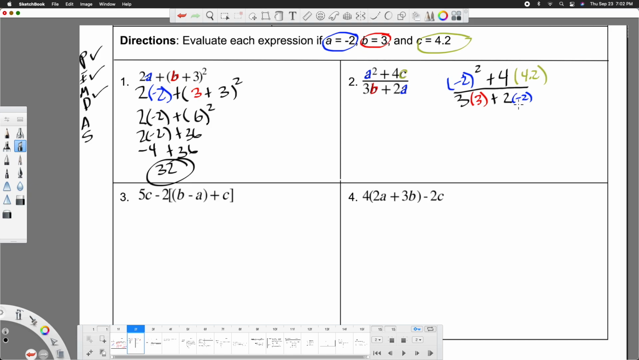All right, so parentheses first. Again, all of these parentheses are just to show multiplication. So that's not what we're talking about when we do the check mark here.